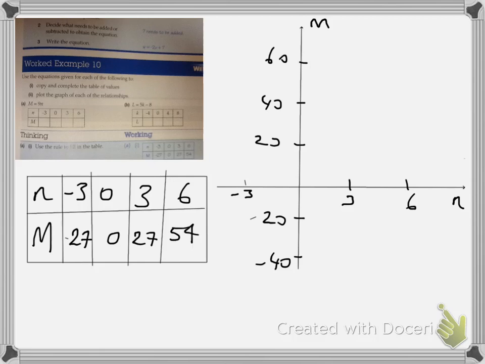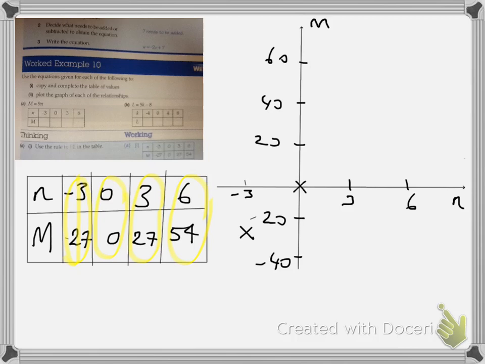So what I'm basically doing is finding coordinate points again, the first one being these ones, the next pair, the next pair, and so on. So I then go and plot these particular points. The first one being -3, -27. So I go across to -3, down to -27, and that's approximately where that point would be.